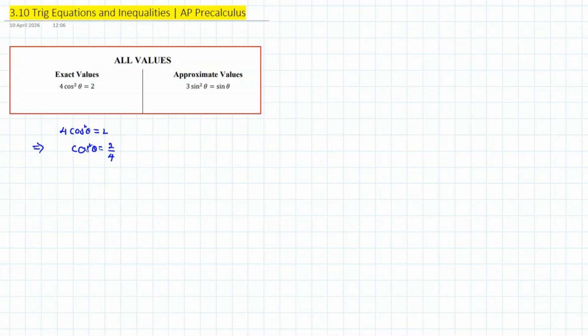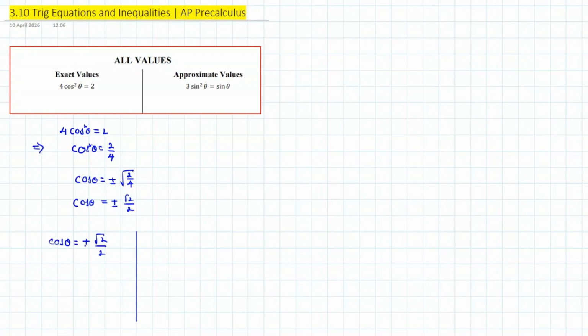So take the square root on each side, so you will get cos theta equal to plus or minus the square root of 2 over 4, which is equal to plus or minus square root 2 over 2. The square root of 4 is just 2. So we have the two solutions. So two equations: cos theta is positive square root 2 over 2, and we have cos theta equal to negative square root 2 over 2.